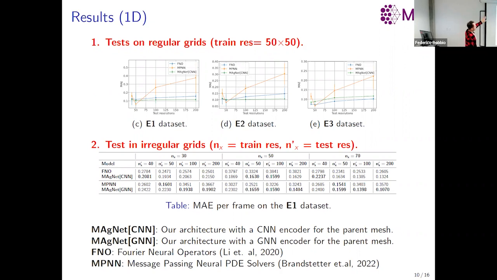Quickly, these are the results for the regular grid on top and the irregular grid on the bottom. You can see here these are test resolutions, because we want to do super resolution. That's the whole point of the method. On the y-axis here is MAE, the mean absolute error, so the smaller, the better, of course. The train resolution is 50 by 50. And this is 50 by 50, 100 by 100.